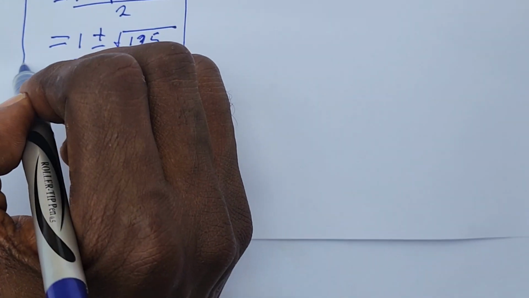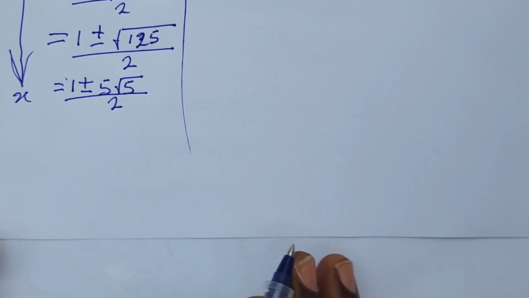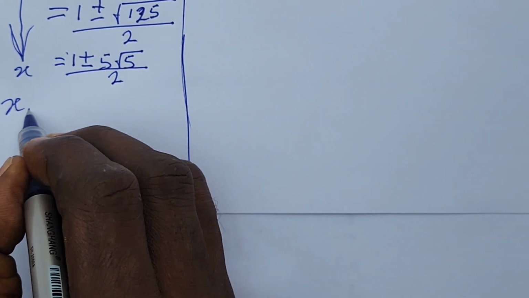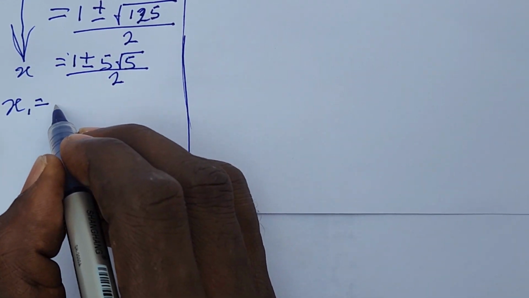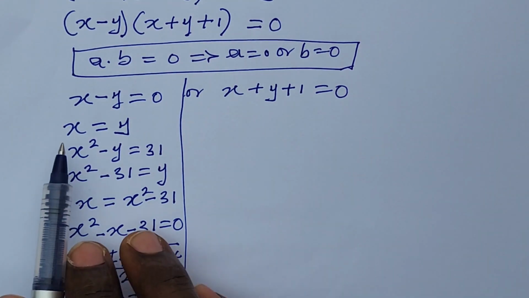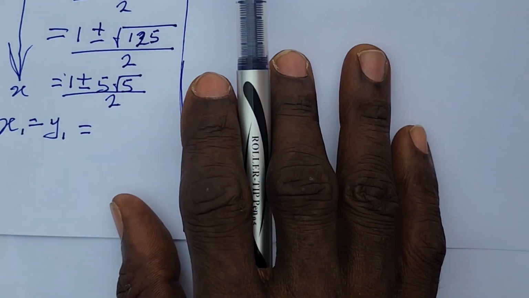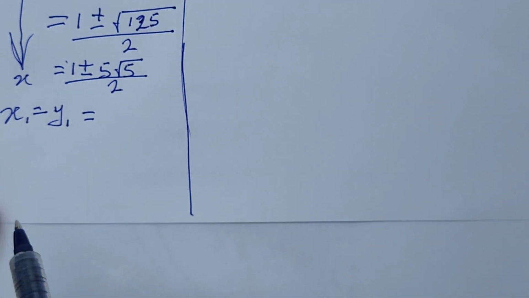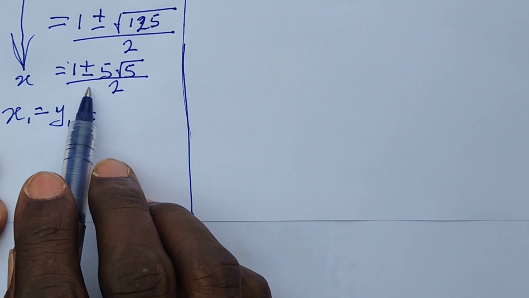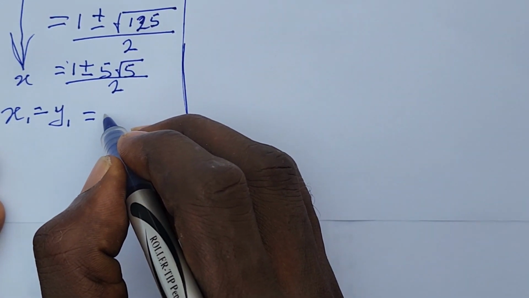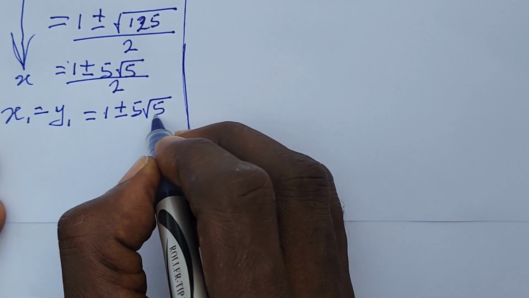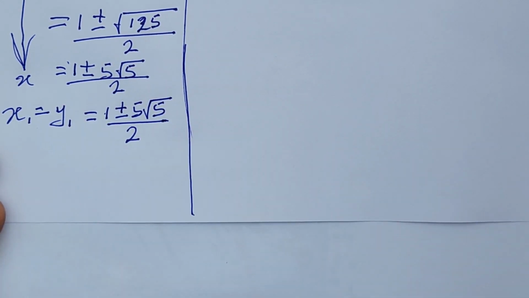So mind you, we're having our x down here, so we have our x here. So automatically, we are having our x1, which is equivalent to our y1, because from here we said x is equal to y. So therefore our x1, which is equal to our y1, we have two solutions from here, that of the plus and that of the minus. So we have here 1 plus or minus 5 into the square root of 5 all over 2.